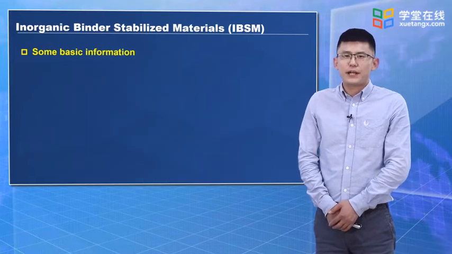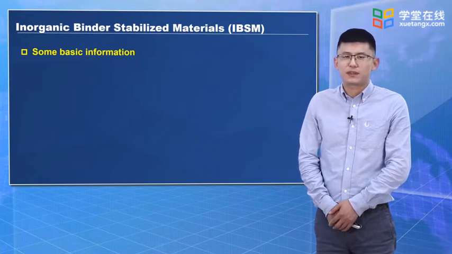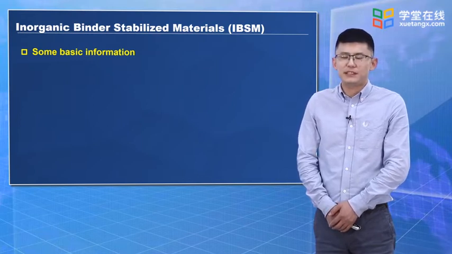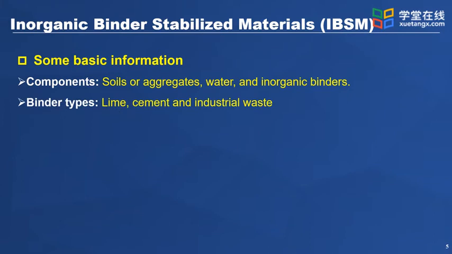For the inorganic bind stabilized materials, we call it IBSM. We may have some basic information. For example, the components: we have soils or aggregates, water, and inorganic binders. And for the bind types, we could have several of them. For example, we have lime, cement, and industrial waste, for example, the fly ash and the slags.